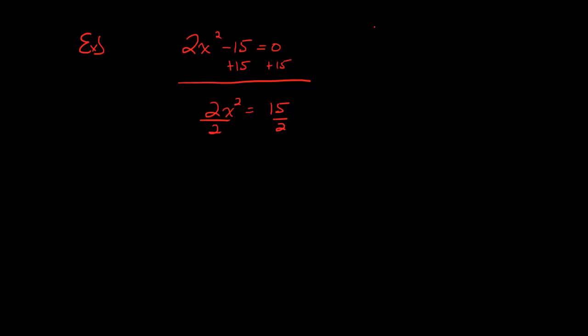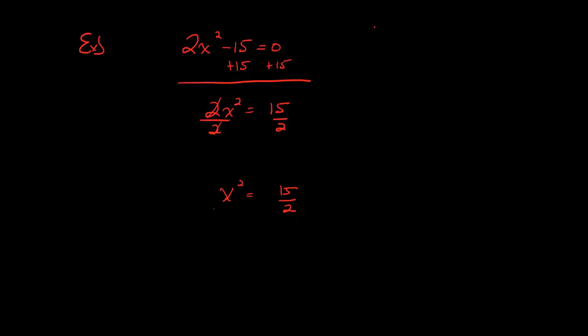So let us say we have an example of 2x squared minus 15 set equal to 0. The first thing I'm going to do is add 15 on both sides, and I get 2x squared is equal to positive 15. And then I divide both sides by 2, and the 2 cancels over there. We're left with x squared equals 15 over 2.